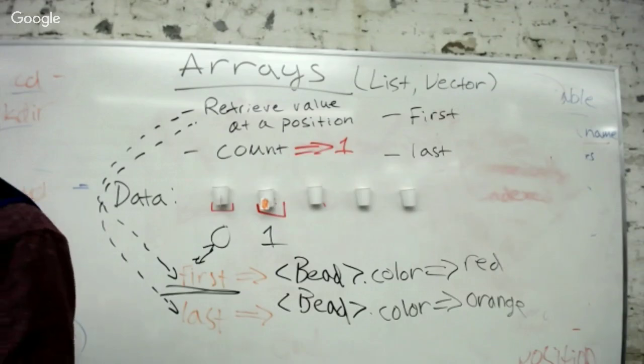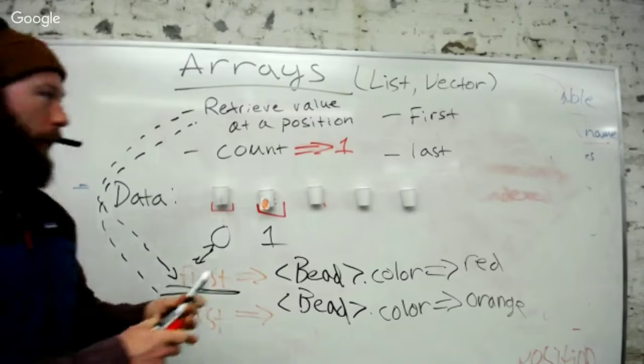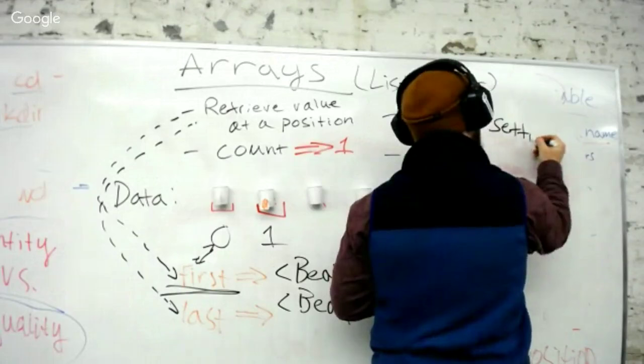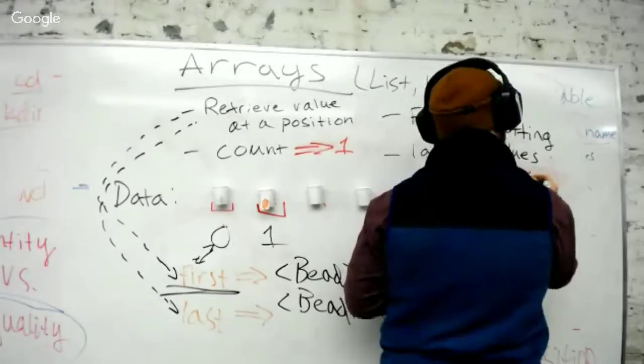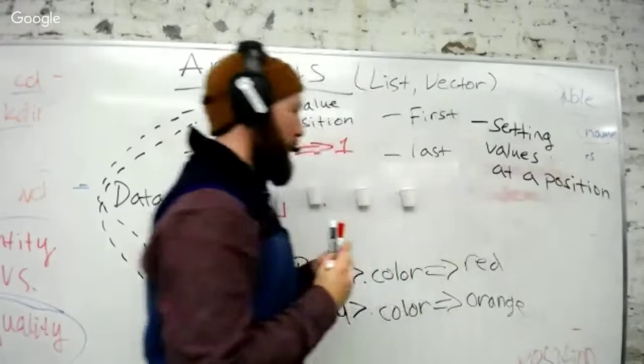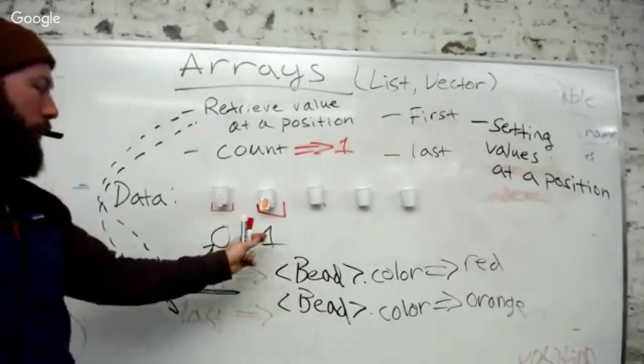So far we've talked about retrieving values at a position. We also talked about setting values at a position. That's what we meant when I said, let's assign the value at position zero to this red bead, or let's assign the value at position one to this orange bead.